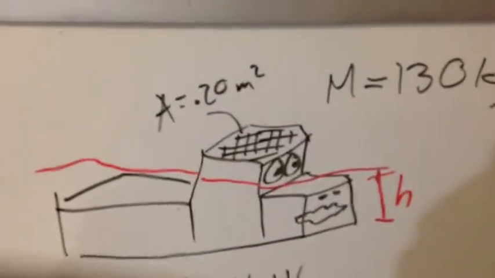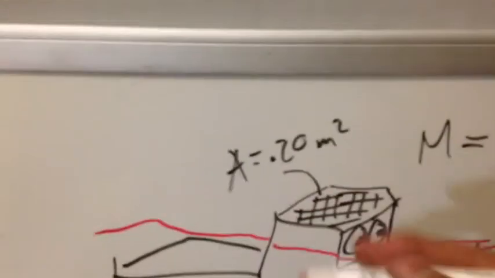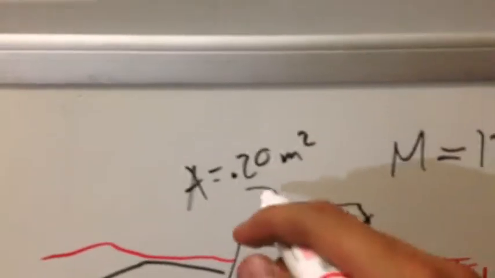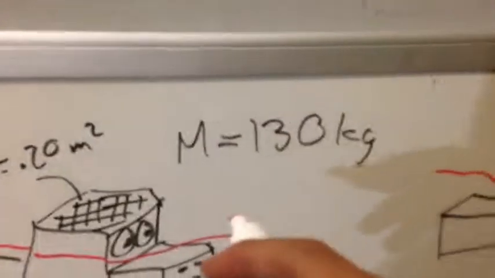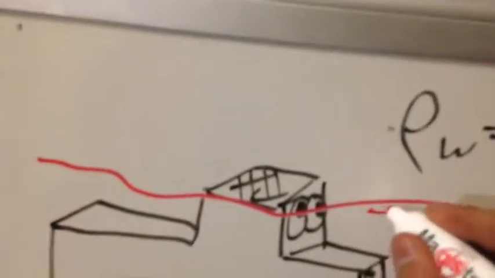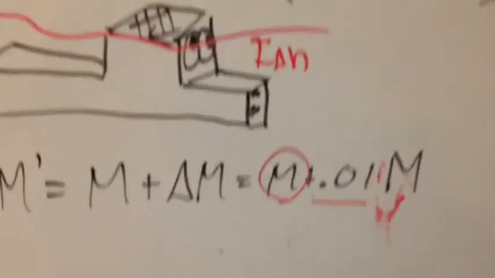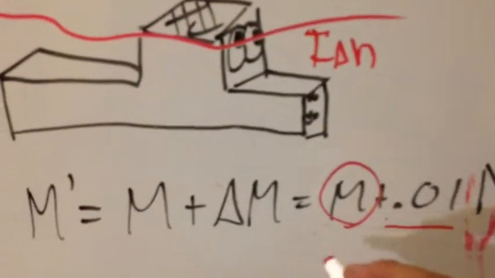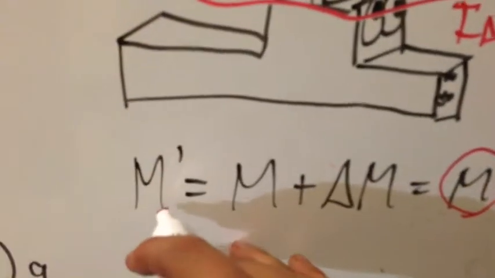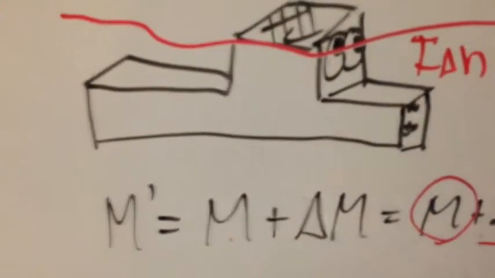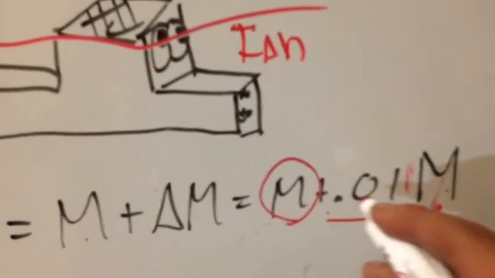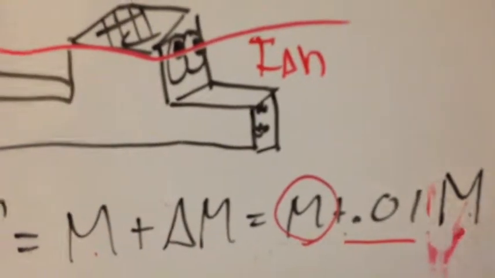As always, we have to start sketching our problem. Here we have Chonito under the water with an area over his head of 0.2 meters squared, a mass of 130 kilograms, and he is sunk by a height h. Then he sinks a little bit more by consuming 0.01 of his original mass. So now he will weigh his original mass plus 0.01 of his original mass.